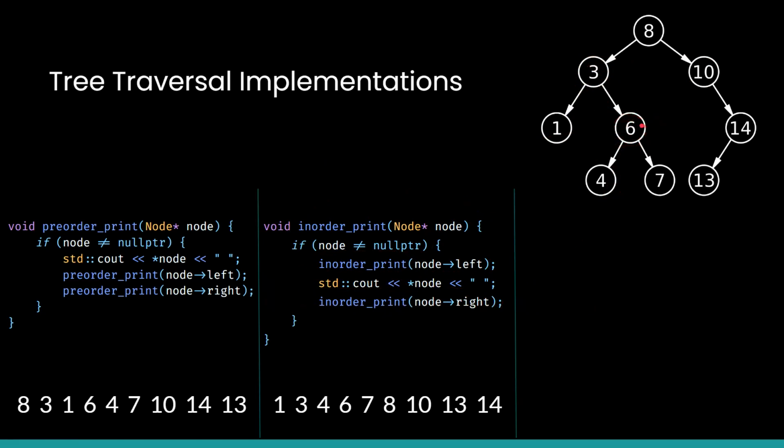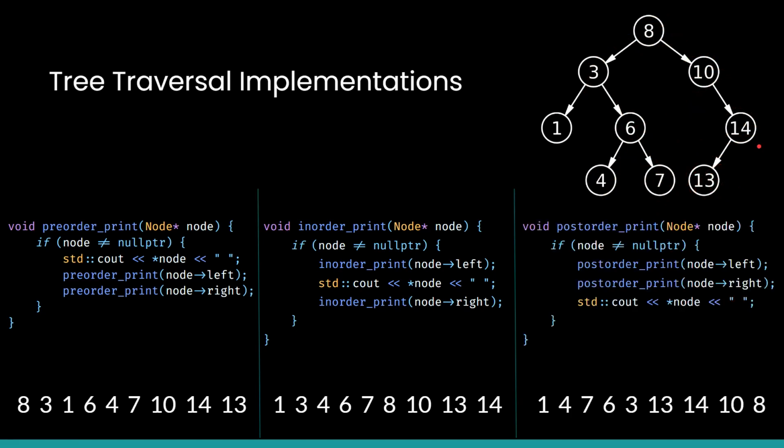So with that in mind, we're going to go to 6. There's still something on the left. So we're going to go to 4. Then we print out 4, go back, go to 6, print out 6, then 7. There's nothing to the left or right. Print out 7. And then we really pop back. We're done with the left side. So we get to print out 8. And then we go to 10. There's nothing on the left. So we print 10. And then we go to 14, and then we go to 13, and then we print that out. Wow, there's so much, guys. I'm sorry.